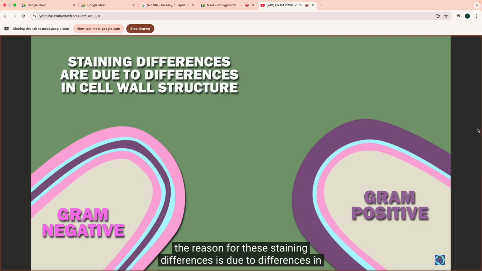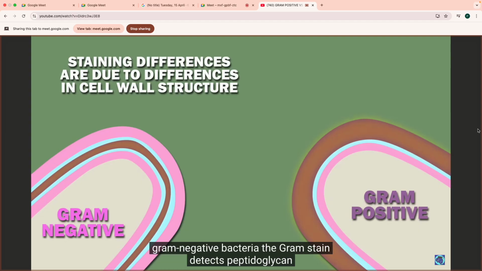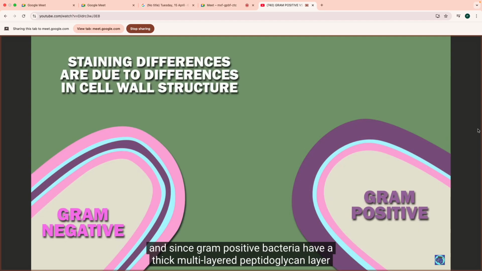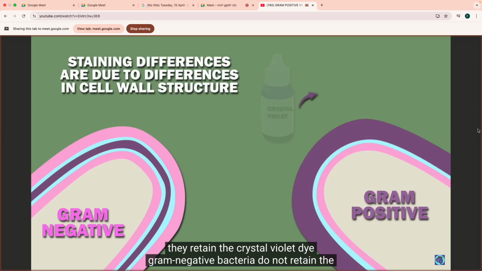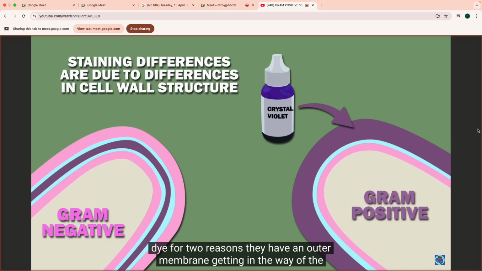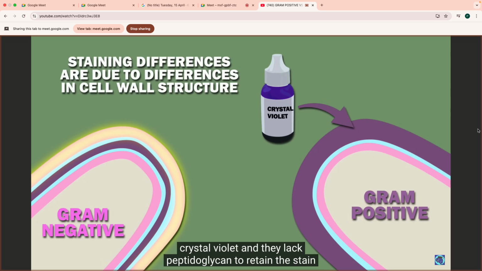The reason for these staining differences is differences in cell wall structure, which is the chief difference between gram-positive and gram-negative bacteria. The gram stain detects peptidoglycan, and since gram-positive bacteria have a thick multi-layered peptidoglycan layer, they retain the crystal violet dye. Gram-negative bacteria do not retain the dye for two reasons. They have an outer membrane getting in the way of the crystal violet, and they lack peptidoglycan to retain the stain.